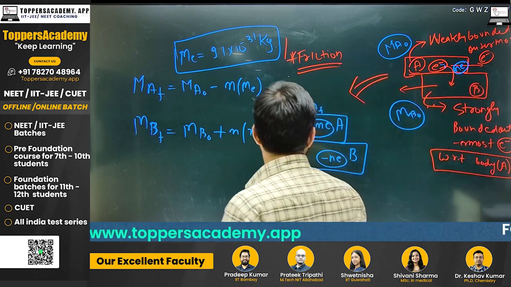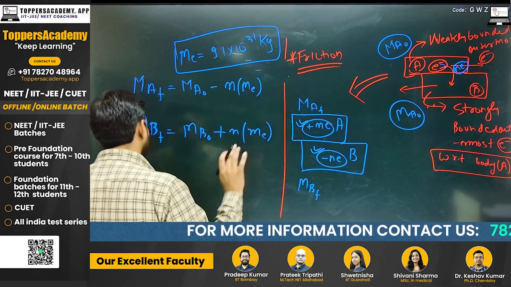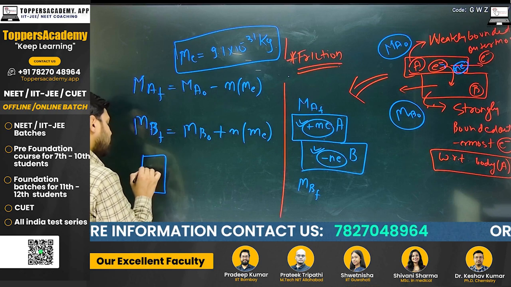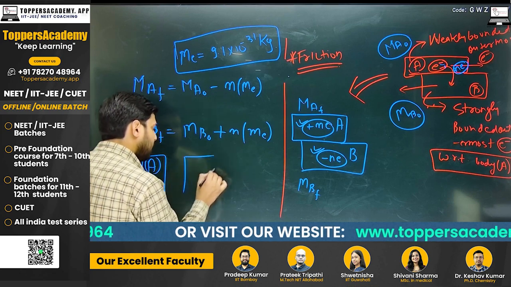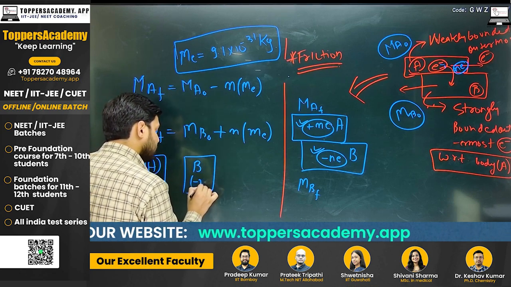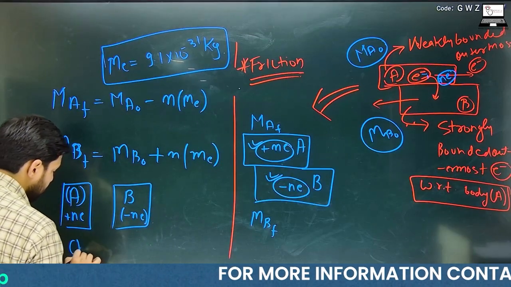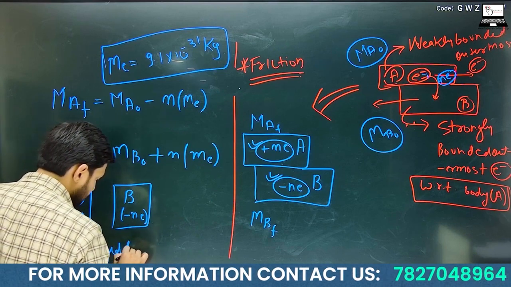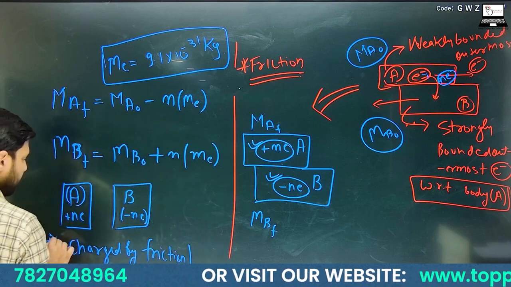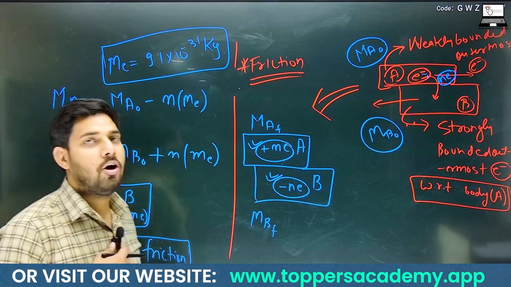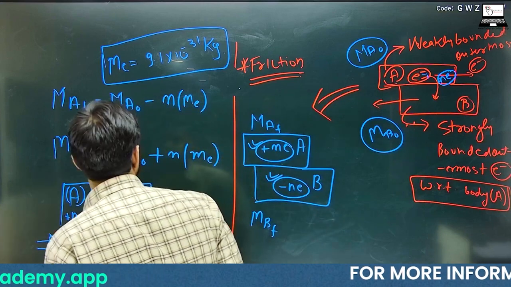Clear? And here you can say it has also been charged, plus ne, minus ne. So now there will be two bodies, body A with a charge of plus ne and body B with the charge of minus ne. And they both have been charged by friction. Copy it and we will be moving on to the next method of charging. Clear?